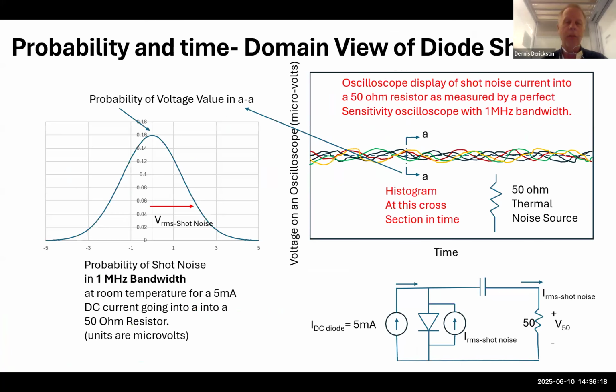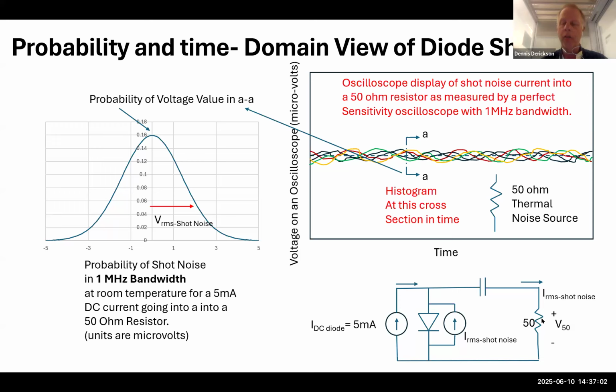Let's look at it in the probability and the time domain of shot noise. So here we have a hypothetical display of noise or signal versus time if we put a diode into an oscilloscope. And so we're going to have a whole bunch of different traces, and they're going to be laid on top of each other. And if we took a cross-section, this AA cross-section right here, we'd find that there would be a distribution. The most probable voltage would be 0 volts, but there'd be some probability of a positive voltage and a probability of a negative voltage.